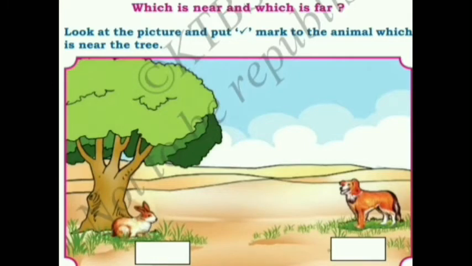Children, now we should learn about near and far. Look at the picture and put a right mark on the animal which is near the tree. Here which animals are there? Yes, rabbit and dog. Which animal is near the tree? Yes, the rabbit is near the tree. So we should tick this. Rabbit is near the tree and dog is far from the tree.